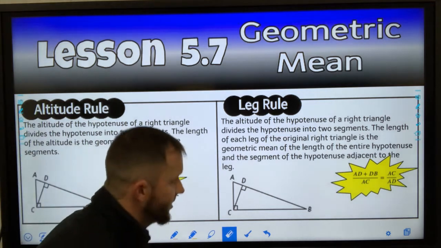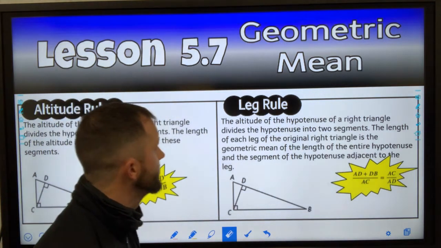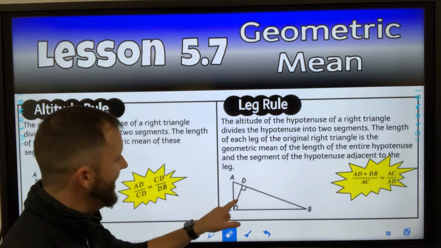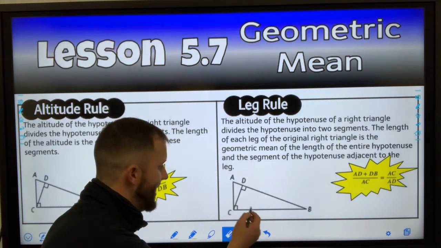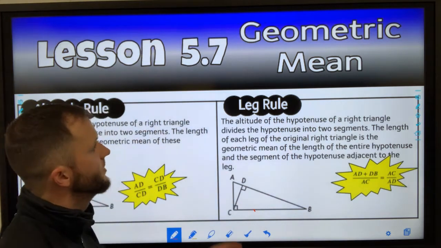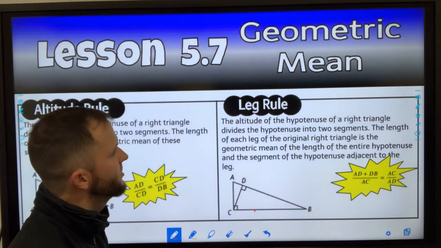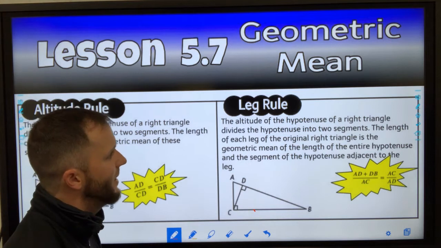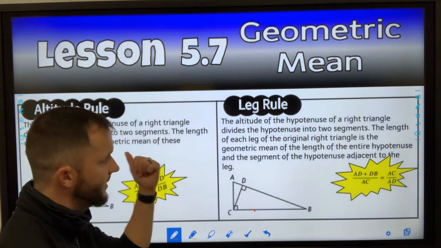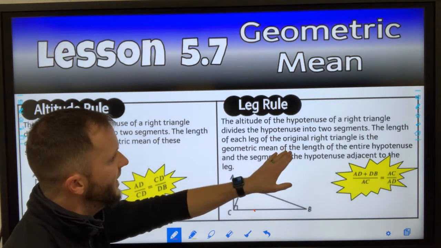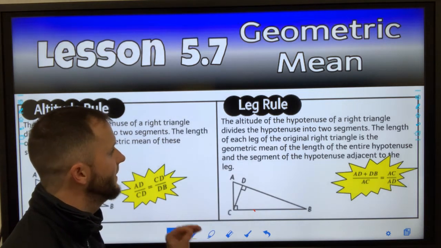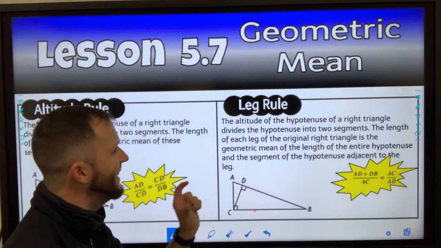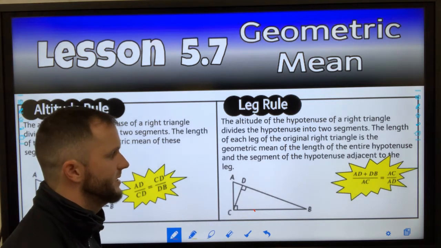All right, so let's look at my leg rule. On the leg rule, we're not finding the altitude anymore. Whenever we're talking about legs, we're talking about the two legs of my big triangle. It says the altitude to the hypotenuse of a right triangle divides the hypotenuse into two segments, same as earlier. The length of each leg of the original right triangle is the geometric mean of the length of the entire hypotenuse and the segment of the hypotenuse adjacent to that leg.